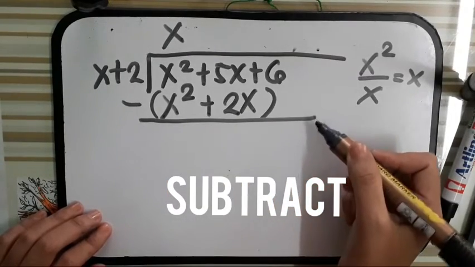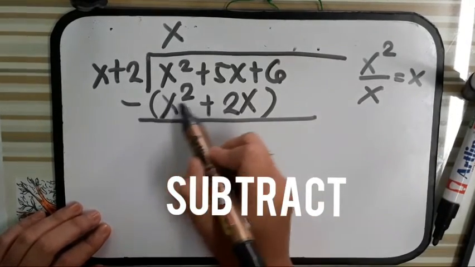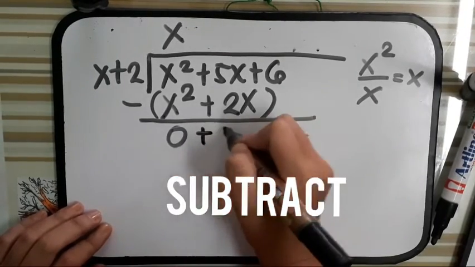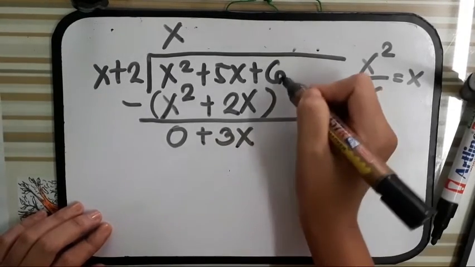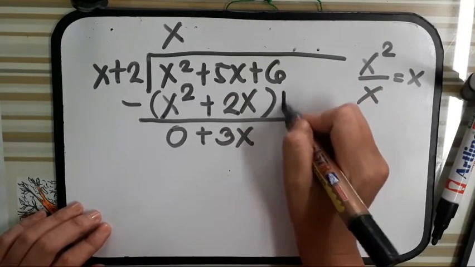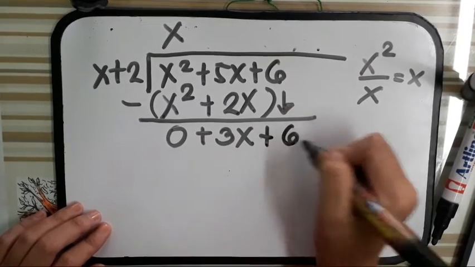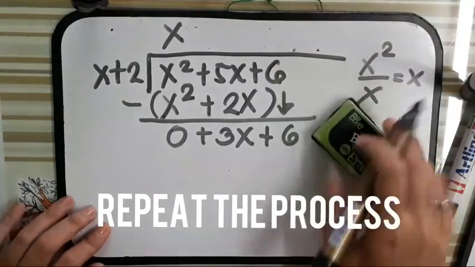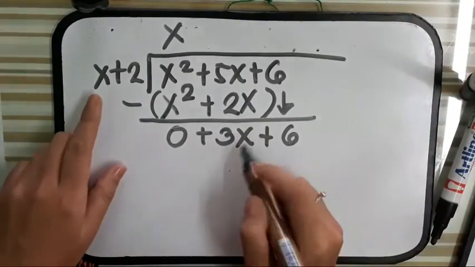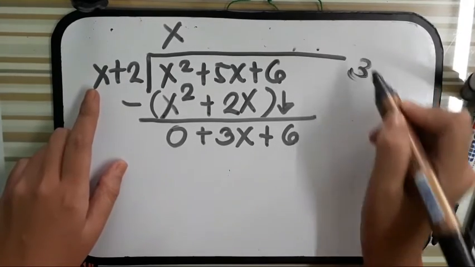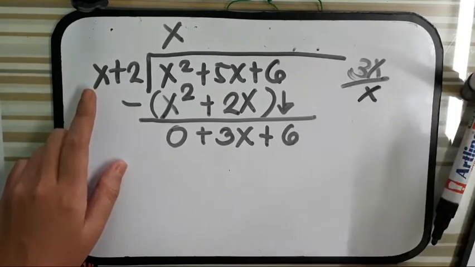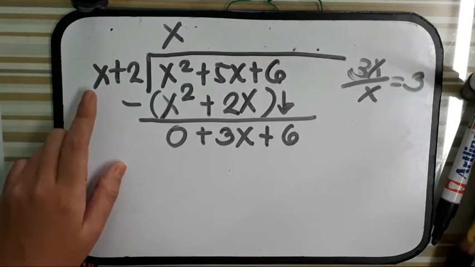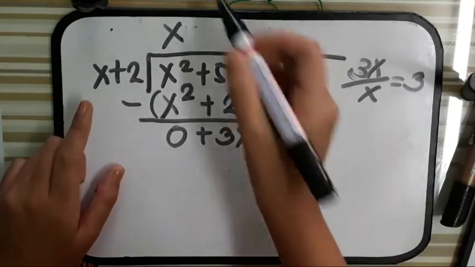We proceed on subtraction. So x squared minus x squared is equal to 0. 5x minus 2x is equal to 3x. 6 minus none is simply 6, so we bring down 6. Okay, now let's repeat the same process. Consider the first term of both. Now we have 3x divided by x is equal to 3. Then write the answer here.